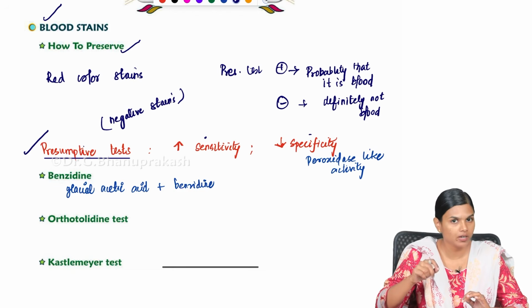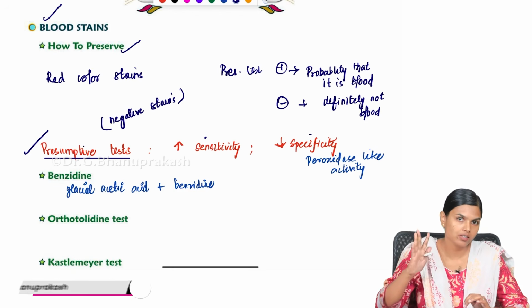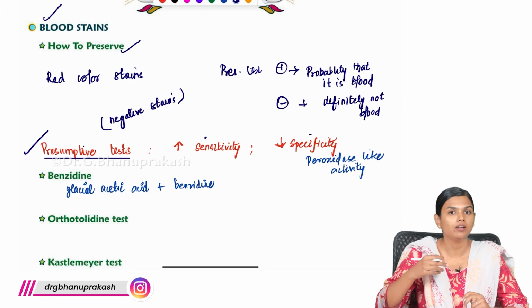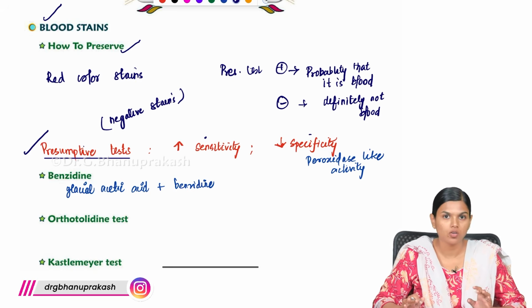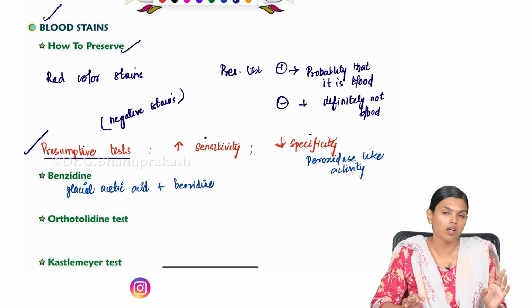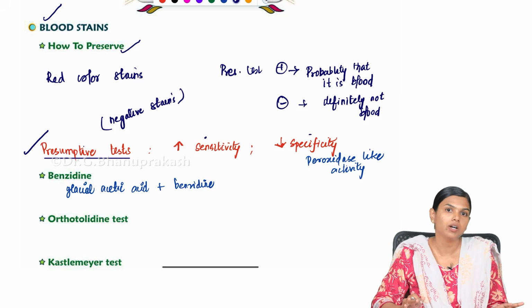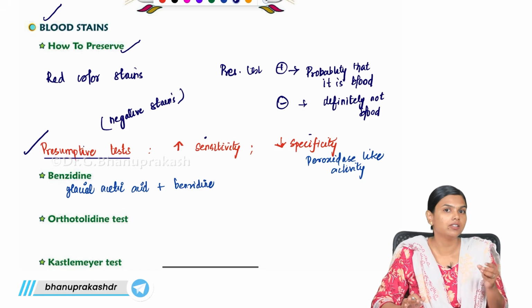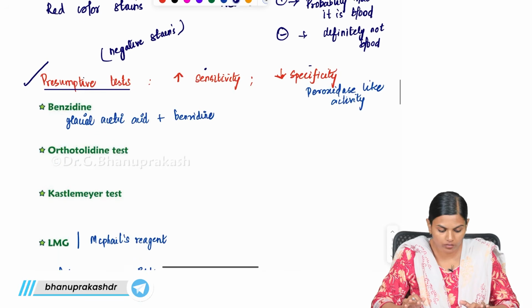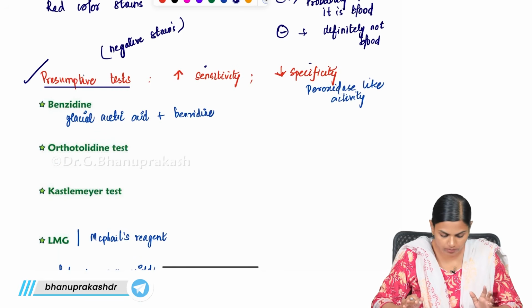Even if a drop of blood is there, it will definitely sensitize, but you will not be able to say whether it is actually blood or not. So sensitivity is more, specificity is less. So it gets negative means you don't have to worry, you can just leave the stain. But if it becomes positive means you have to do another test to confirm whether it is actually blood or not. So this is the important aspect of this presumptive test.